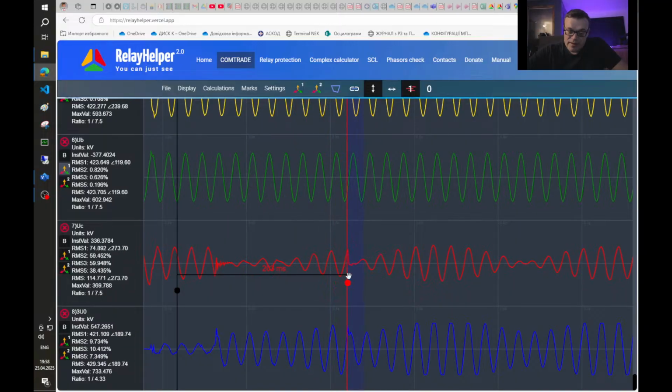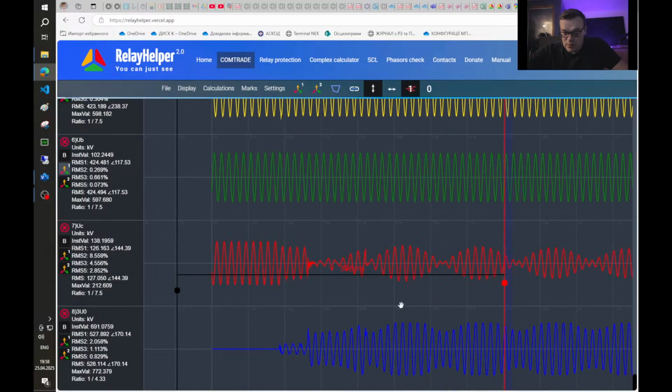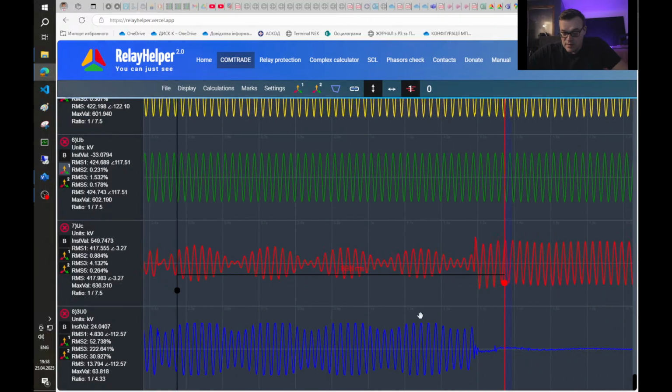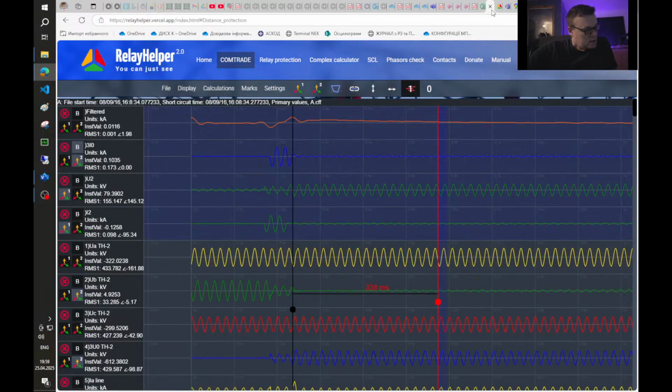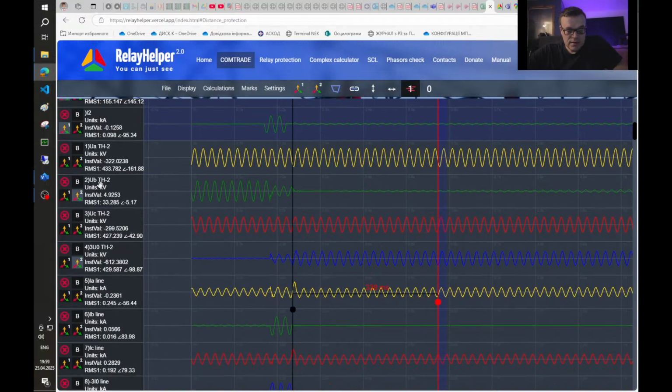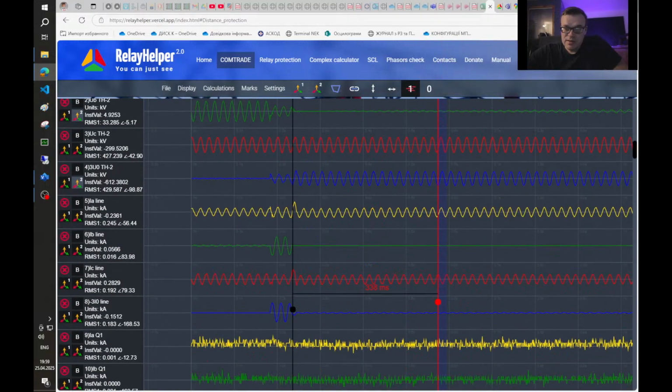Almost here, but here it starts again, and these spikes show us that. But then it went out, and this case is a successful IR. So let's dive a little bit deeper into distance protections.